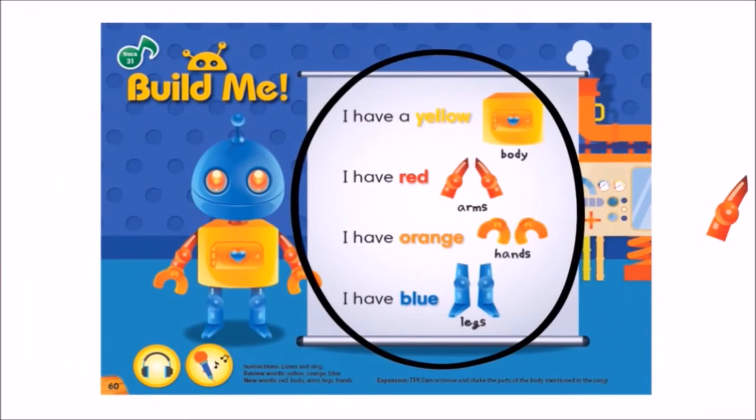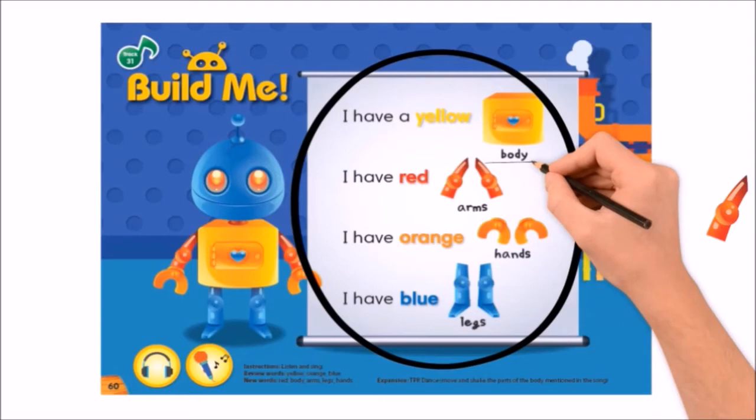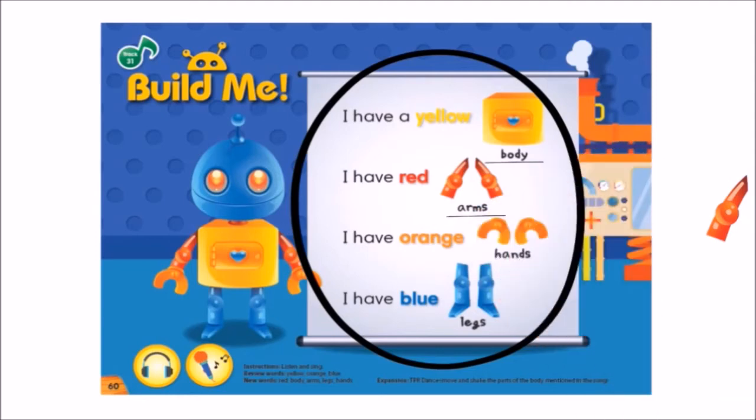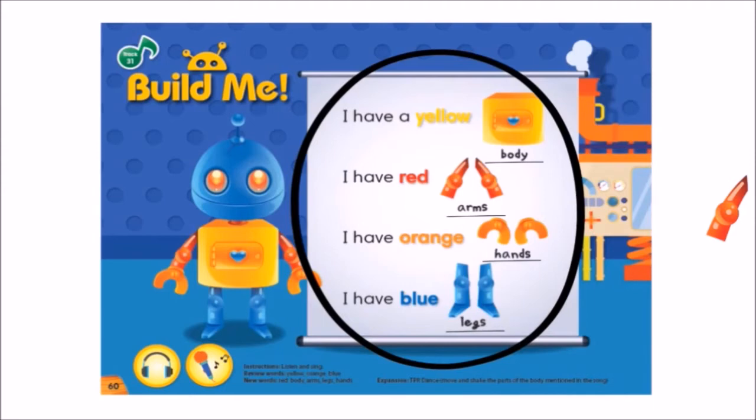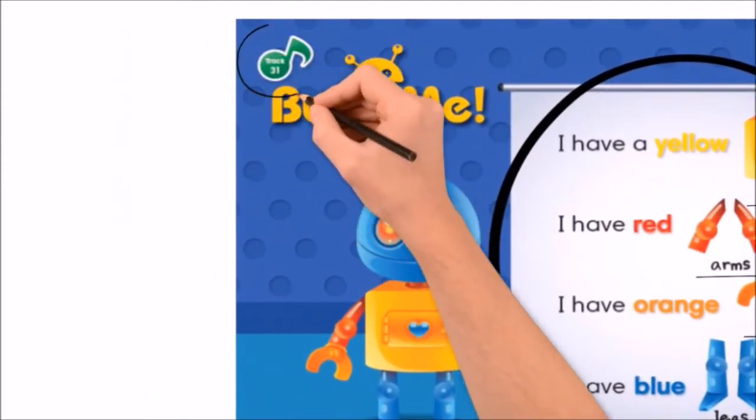Let's move on to the practice section of page 60. You're going to tell your students to repeat after you as you use the flashcards and say, body, arms, hands, and legs. Then move on to using the song poster to preview the student lyrics of the song.